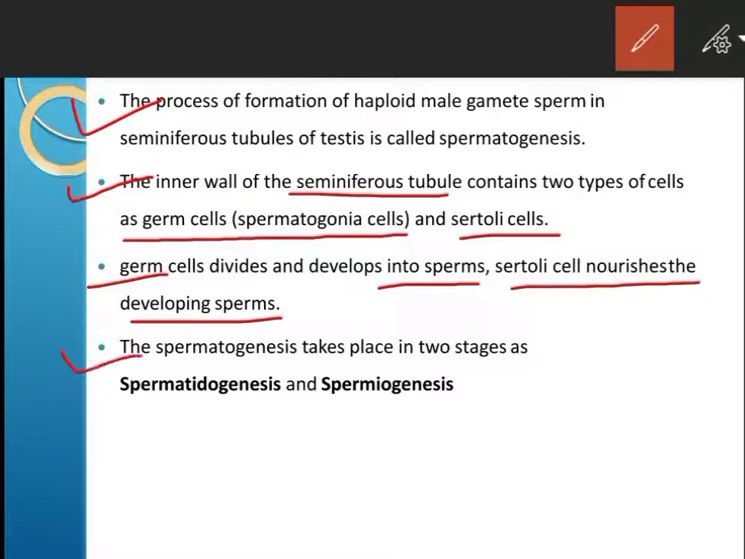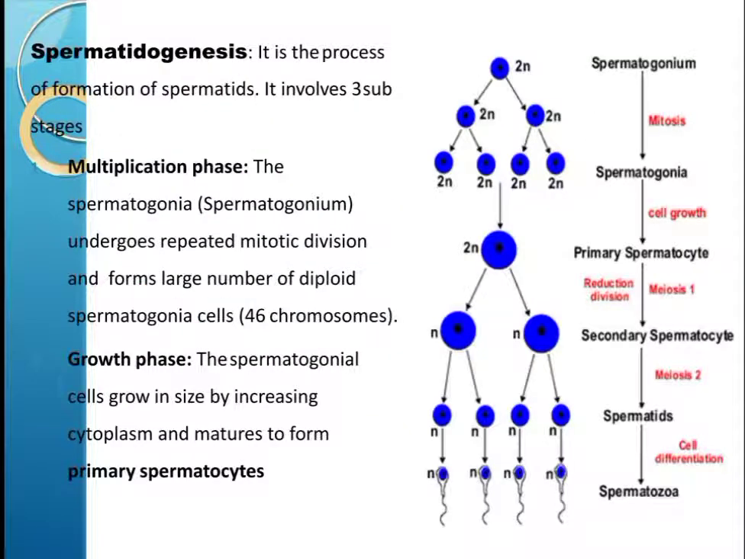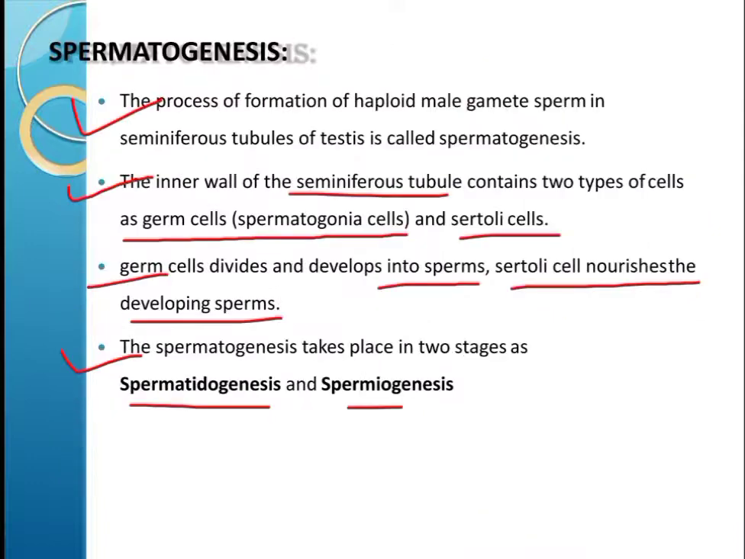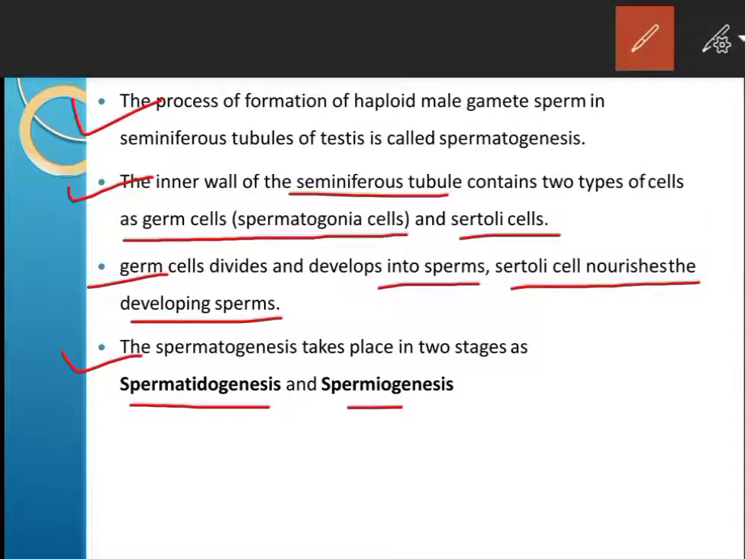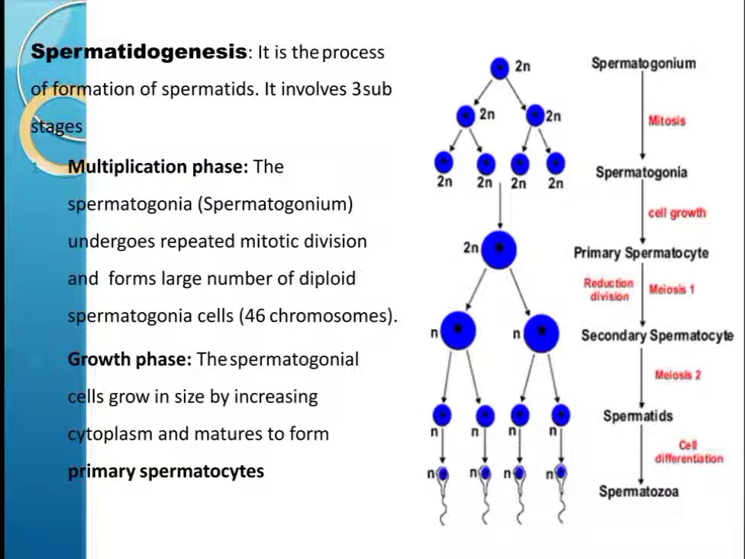The spermatogenesis takes place in two stages: spermatidogenesis and spermiogenesis. Let us study it in detail. Spermatidogenesis. It is the process of formation of spermatids.